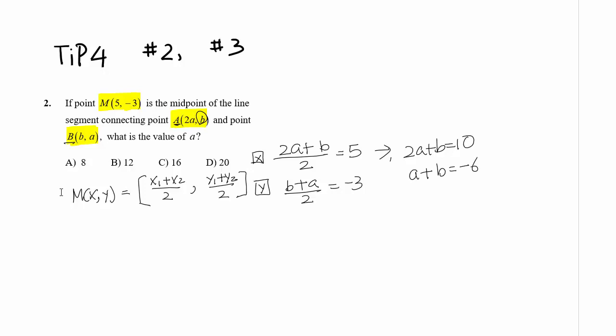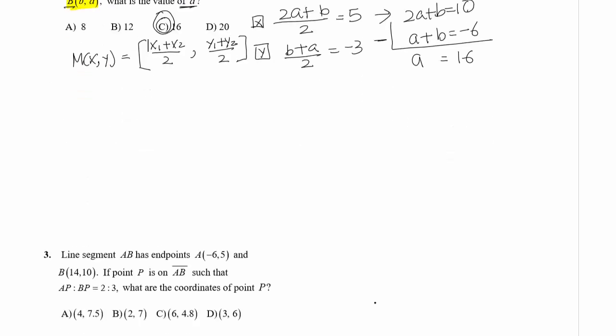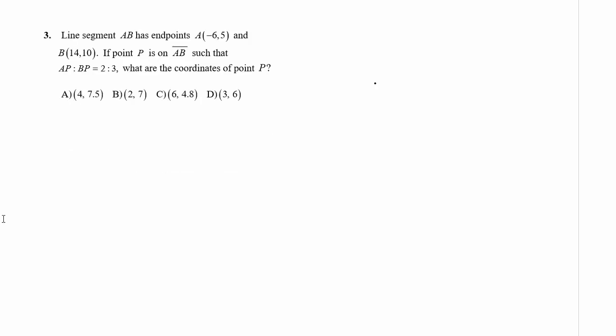So when you subtract, 2a minus a is a, so a equals 10 minus negative 6, which is 16. We need to find the value of a, so a is 16 is the answer. Okay, number 3. We have a line segment AB with endpoint negative 6 and 5.